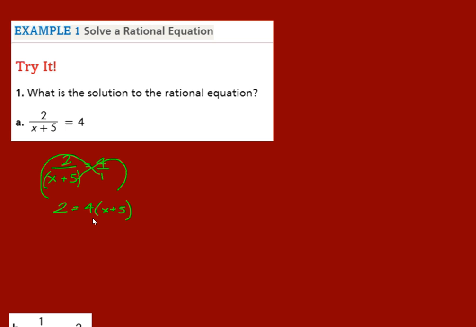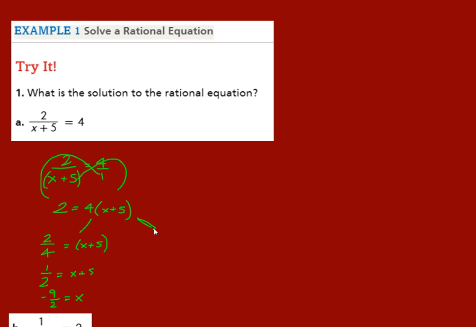So now you have two options. I'm going to go both ways with this. One option is to come over here and divide through by 4. So you're going to get 2 over 4 equals x plus 5. So that's 1/2 equals x plus 5. Subtract 5, and 1/2 minus 5 is going to be negative 9/2. If you do the math, you can use your calculator for that part.